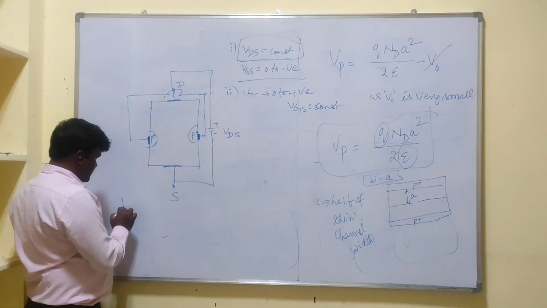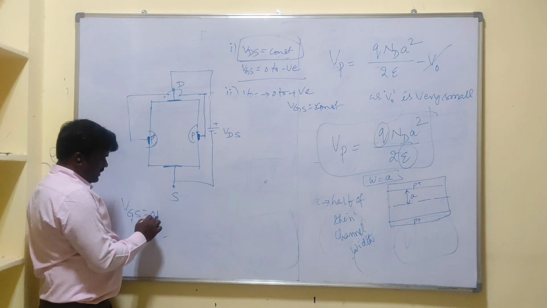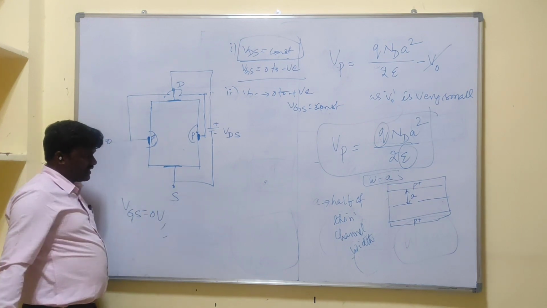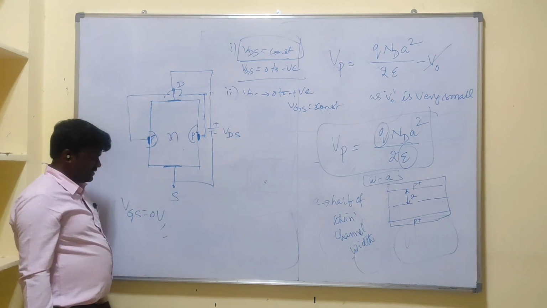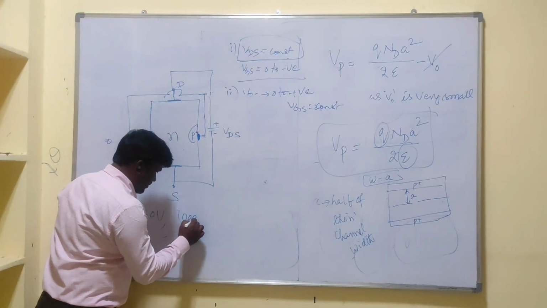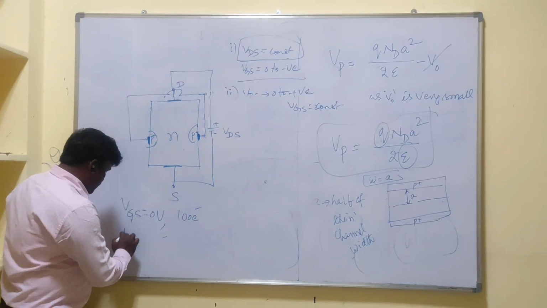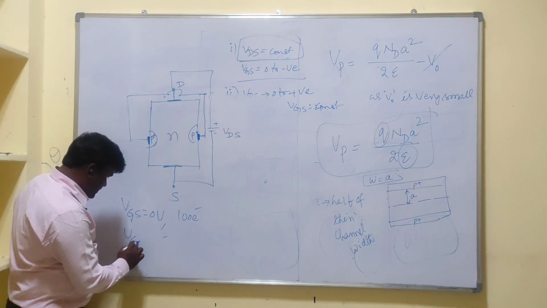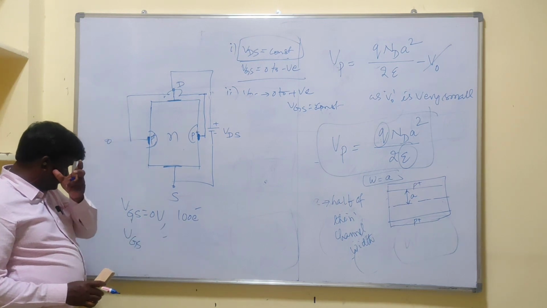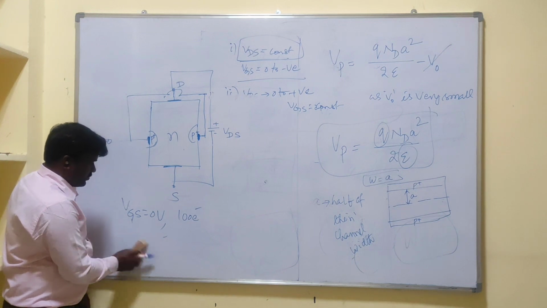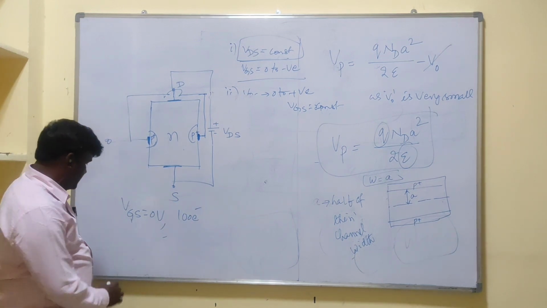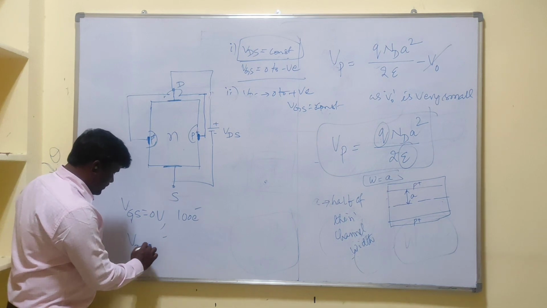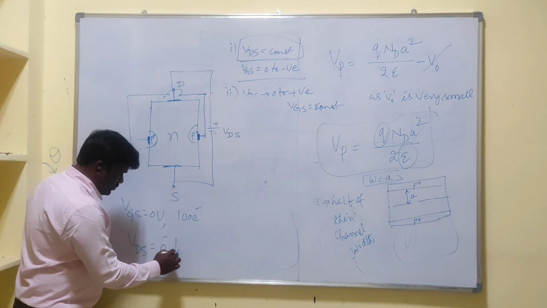Let us say VGS is 0 volts. In this case, the full channel is available for conduction, meaning more number of electrons are available for the conduction. Let us say 100 electrons are available. Now let us say VGS is constant, VGS equal to 0 volts, that is 100 electrons. And we need to vary what? VDS. VDS is varied from 0 to 4 volts.